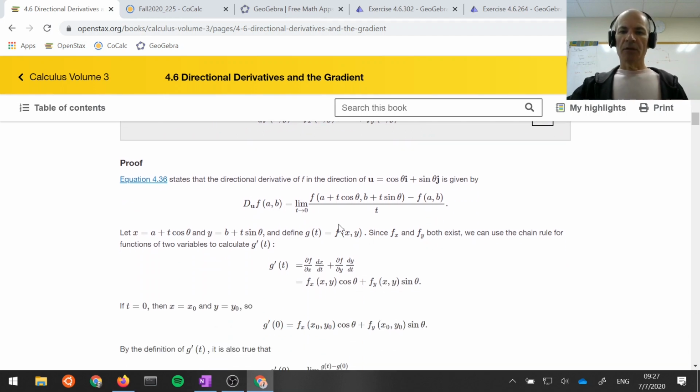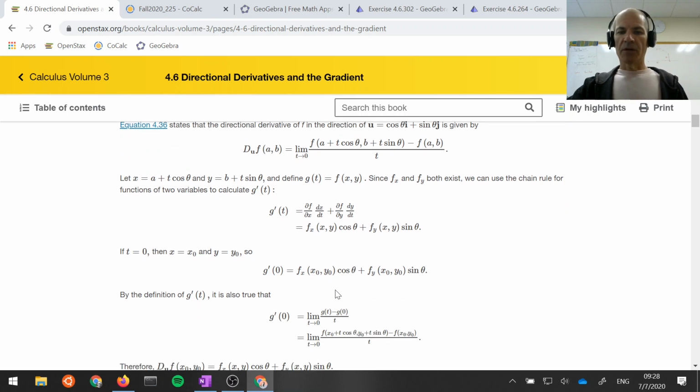Starting with the definition of the directional derivative in the direction theta, we let x equal this coordinate and we let y equal this coordinate. And we use the chain rule. We take the derivative of g with respect to t. Using the chain rule, this expression immediately pops out. And furthermore, if we plug in t equals 0, we see that it aligns perfectly with taking the derivative at (x naught, y naught).